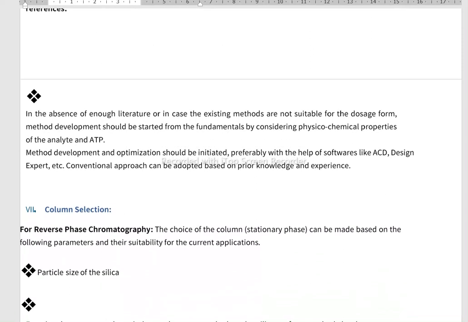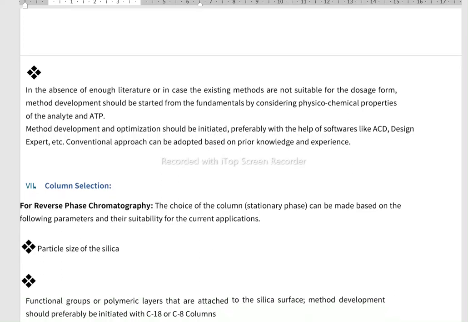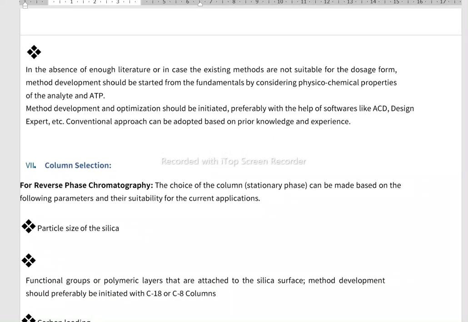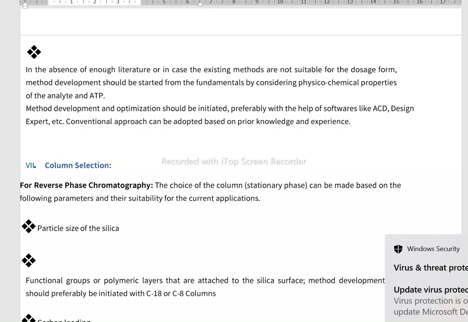Column selection. How do you select the column for your first analytical run? For reverse phase chromatography, the choice of column stationary phase can be made on the following parameters and their suitability for the current application. First parameter is the particle size of the silica. Second one is the functional group of the polymeric layers that are attached to the silica surface.